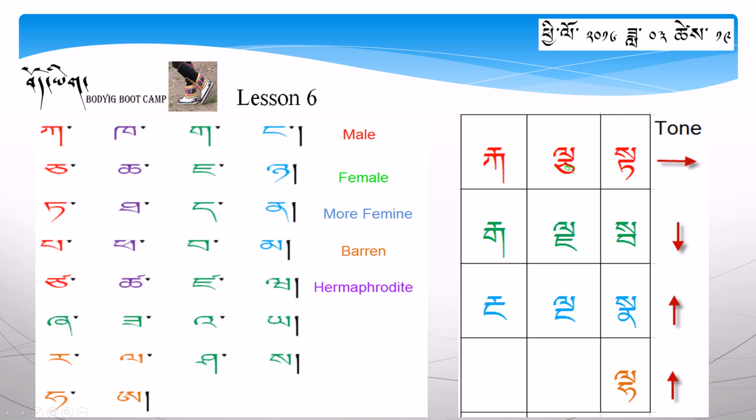So basically with the red letters, there is no change in the tone, even though any of these surmounted letters are used. With the green letters, the tone becomes lower, and then with the blue letters, the tone becomes higher. And then if it's used with orange, it becomes higher. So that's something to keep in mind.